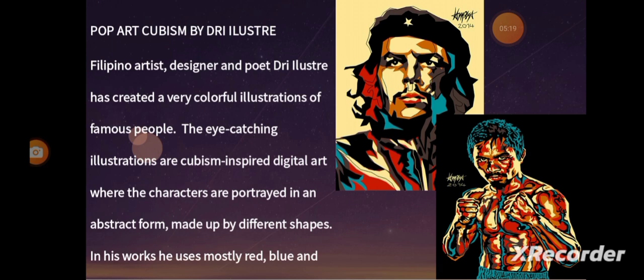These are some of his artworks. As you can see in the picture below, this is Manny Pacquiao, drawn using digital art. It is from 2014, as you can see from his signature and the date of the year.